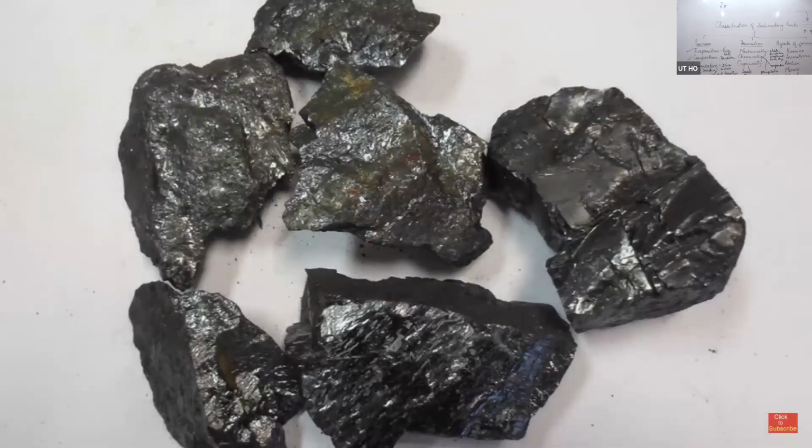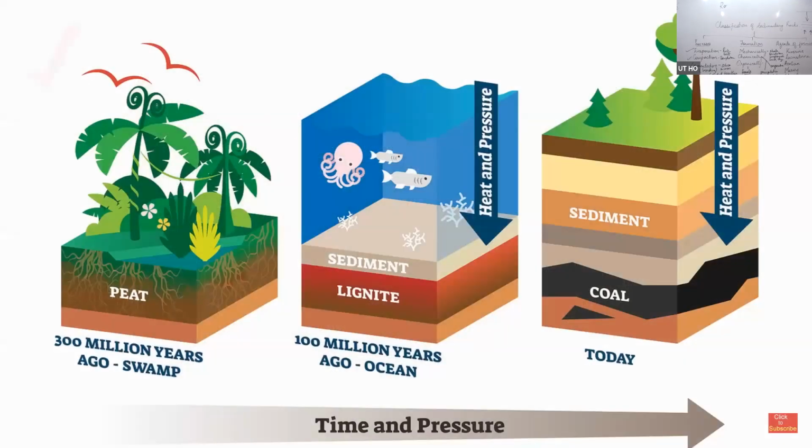The way in which coal is created is typical of how organic sedimentary rocks form. Millions of years ago, plants and animals die and become buried.